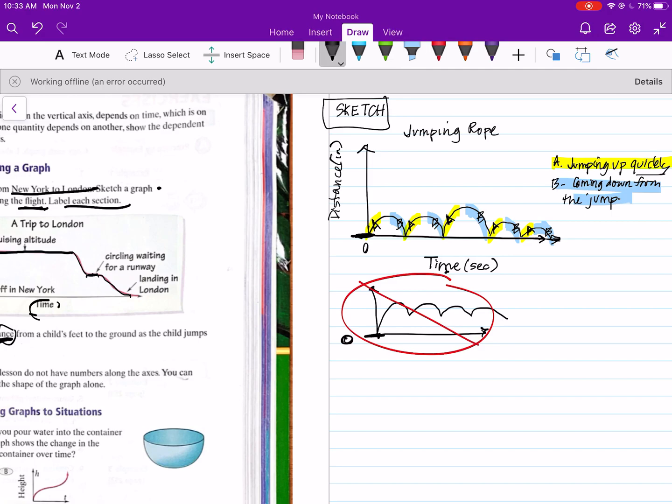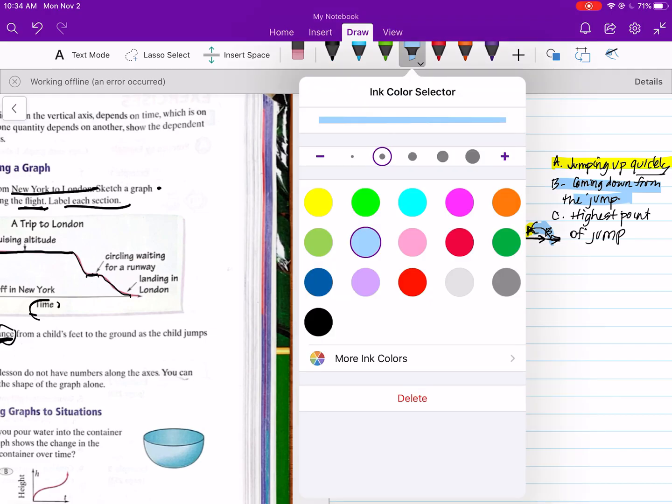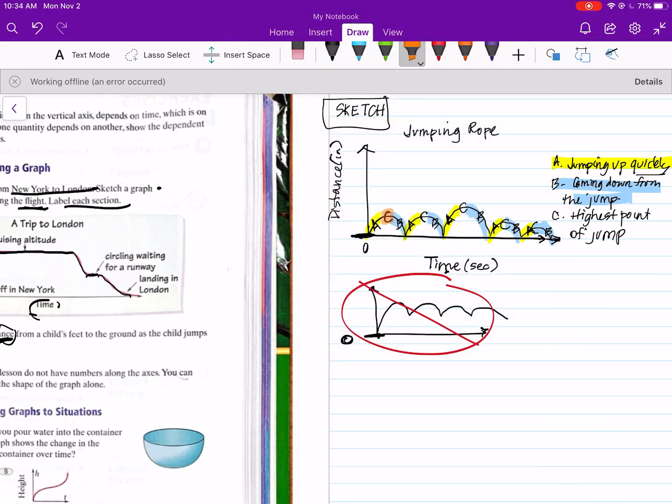I could technically put one more spot in here, or a couple more spots in here. I could do C, C, C, C, and C. And C would be the highest point of the jump. And let me pick up orange for that. So highest point in the jump, here, here, here, here, and here. And I could probably put in one more, and that's here, D, D, D, D, and D. And D would be what's happening there? They're landing on the ground.